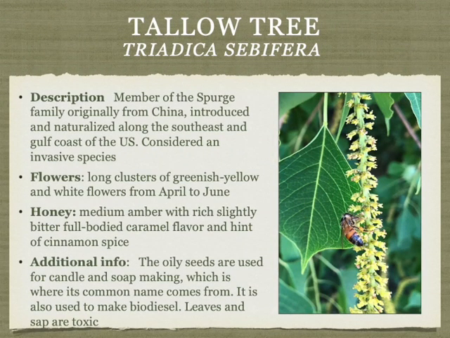Tallow tree. It's originally from China. It's unfortunately invasive, but like a lot of other invasive species, the bees really like to work the flowers. The name comes from the oily seeds that were used for candle and soap making. The honey is a medium amber with a rich, slightly bitter, full-bodied caramel flavor and a hint of spice and cinnamon.